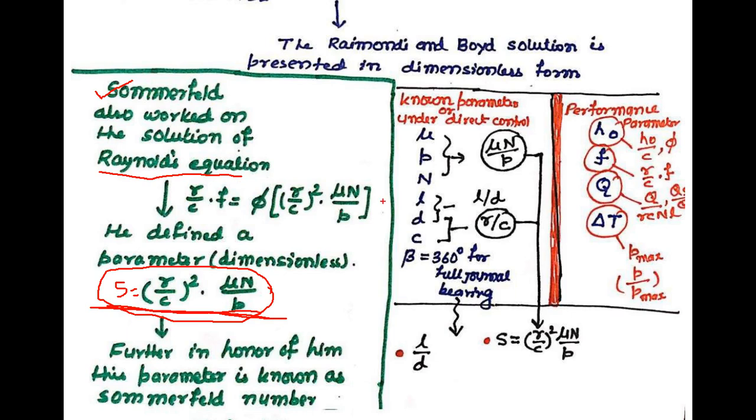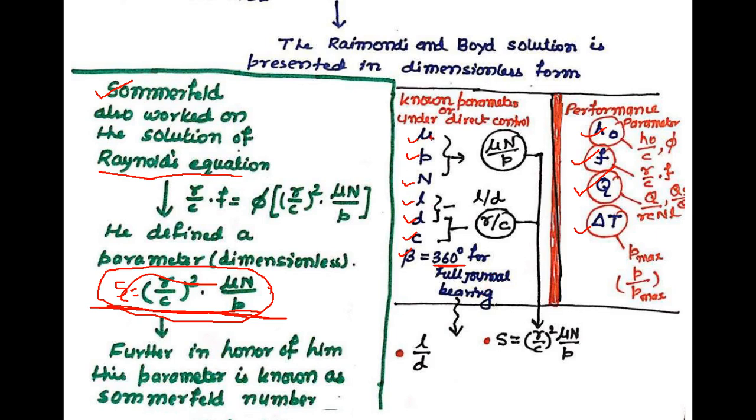Now look here, these two groups of parameters which define the bearing. H naught is the performance parameter, along with coefficient of friction F, flow of lubricant Q, temperature rise delta T. These parameters depend upon the dynamic viscosity mu, bearing pressure P, RPM of journal N, length of bearing L, diameter of journal D, clearance C, and beta. Beta equals 360 degrees for a full journal bearing.